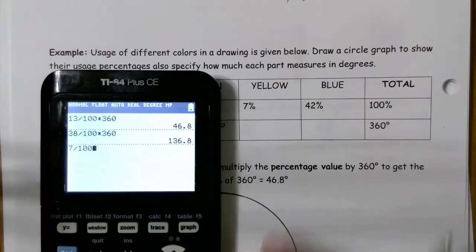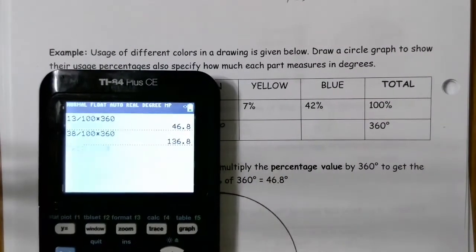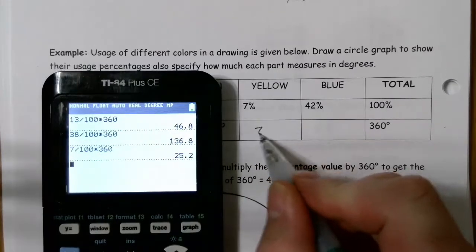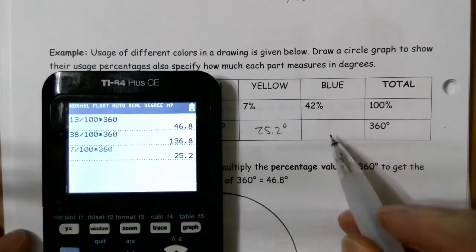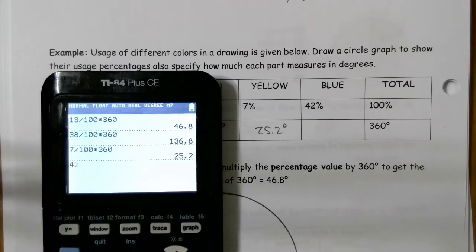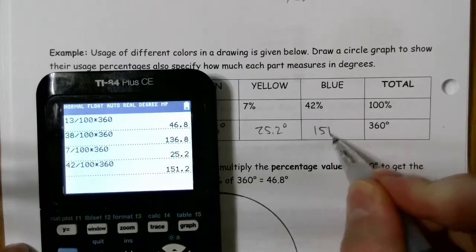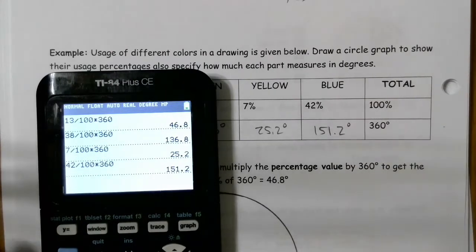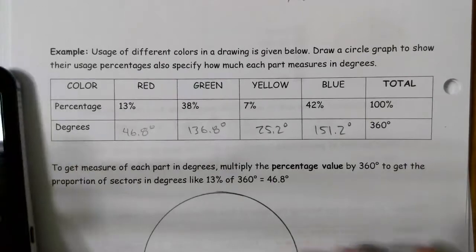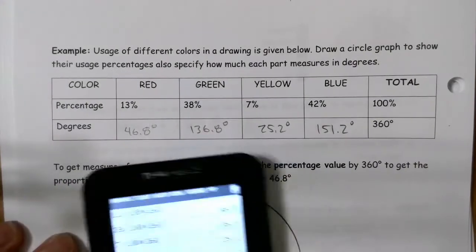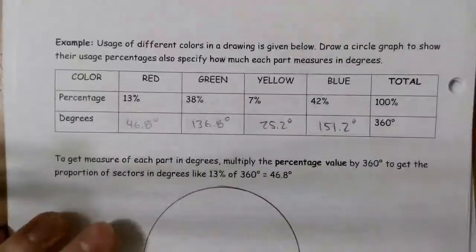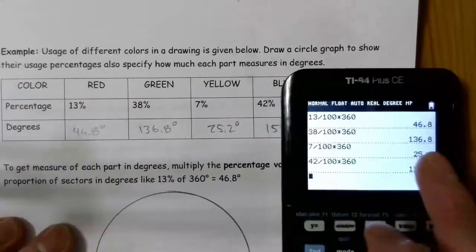7 divided by 100, 7%, multiplied by 360, 25.2 degrees. And then 42 divided by 100, multiplied by 360, 151.2 degrees. Okay, now just to verify that we've done this correctly here, let's add those all up. That should give us 360.